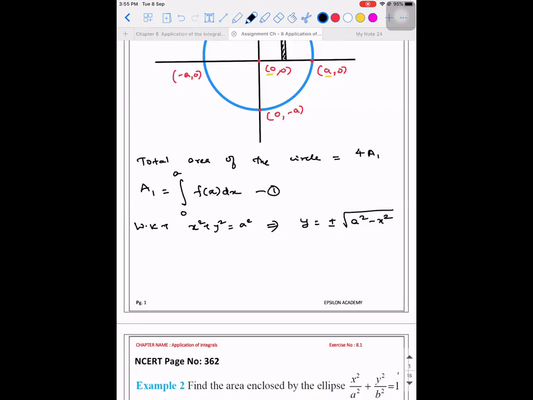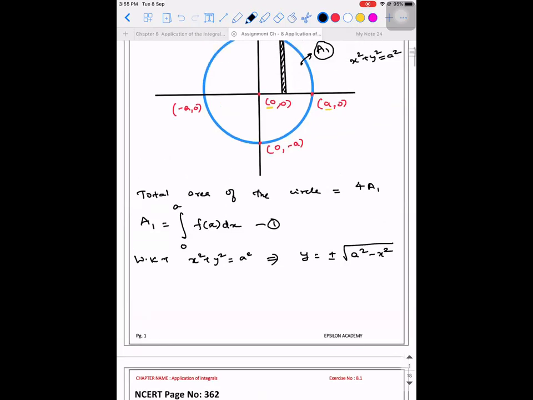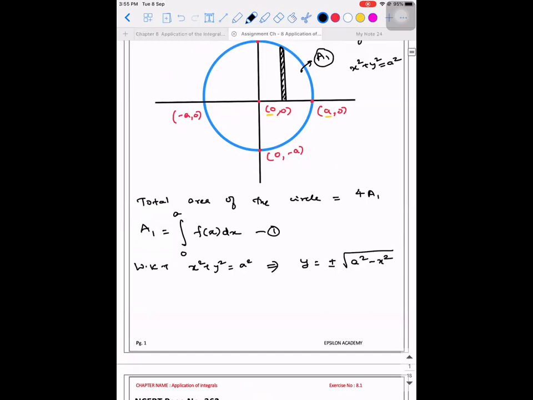So if it is plus root of a square minus x square, it is above the x-axis. We can write it as y is equal to root of a square minus x square, or y is equal to minus root of a square minus x square. So when you write plus root of a square minus x square, it belongs to the first and second quadrant. When you write minus root of a square minus x square, it belongs to the third quadrant and the fourth quadrant. This is information you can make a note of, for your understanding. I hope it is clear.